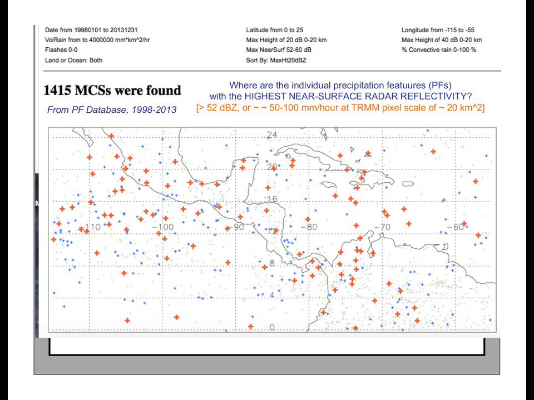Different question, where do we find the strongest rain rates at the surface on the pixel scale? Where is there more than 50 or 100 millimeters an hour rainfall rate on the TRMM pixel scale of about 5 by 5 kilometers? Now we see both land and ocean represented.